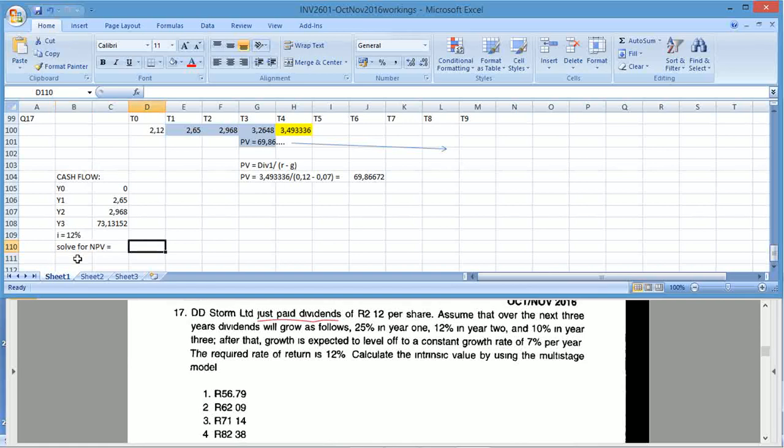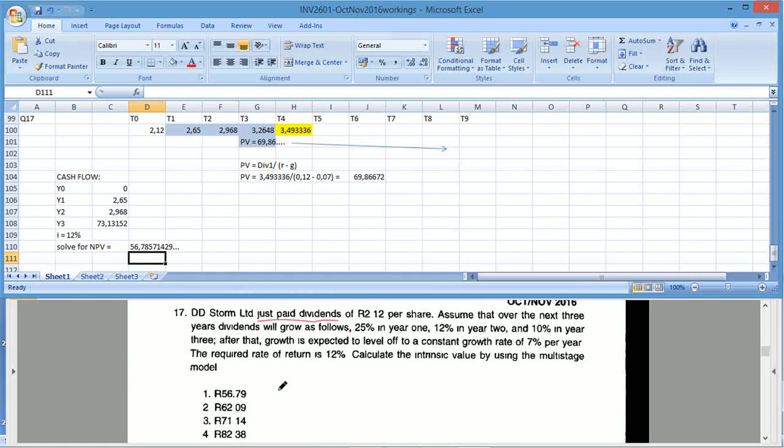So let's do that on the calculator. Go to my cash mode. I is 12%. Start with the cash flow 0, then 2.65, then 2.968, and then 73.13152. Solve for NPV. NPV comes out as 56.78571429. Brilliant.